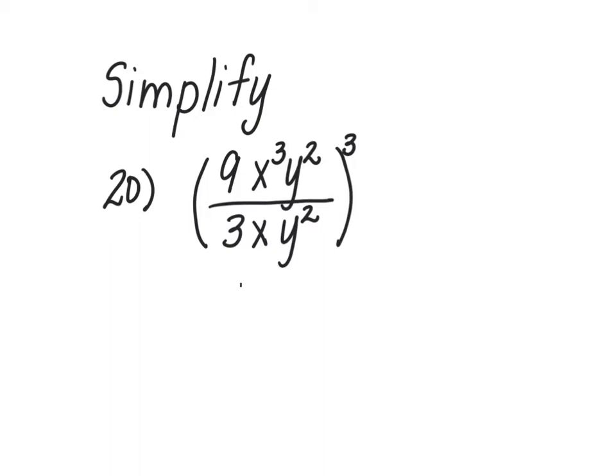I think it's easier to start on the inside, because when I start on the inside, I'm going to be making it little first. And in math, you'll find that it's always easier to make something little first and then big. So the first thing that I'm going to do is use the quotient rule and make that expression smaller. The quotient rule tells me to subtract my exponents of like bases.